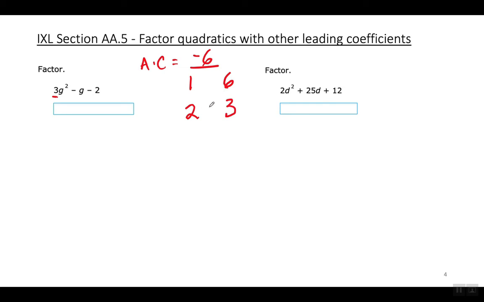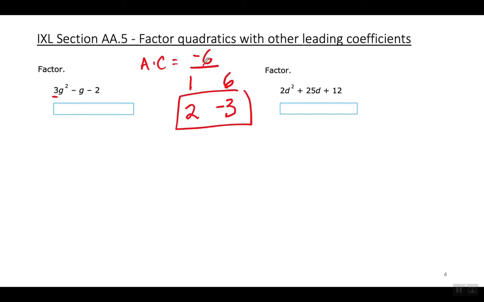Okay, now when I add them up, which one is going to give me -1? It's got to give me -1 when I add them up. So you got to realize it's got to be the 2 and the 3, and the 3 has to be negative so that when I add the 2 plus -3 or the -3 plus 2, it'll give me -1 in the middle. All right, so that's important, okay?